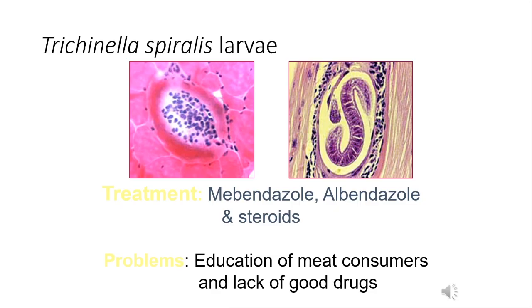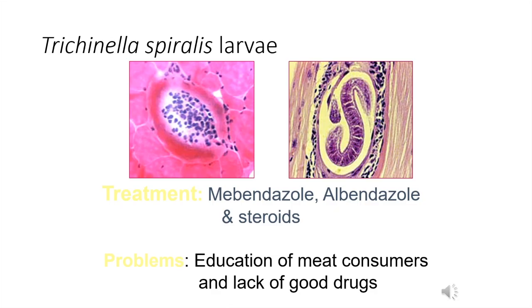Treatment is mebendazole or albendazole and steroids. Why? Because there is a lot of inflammation, and as you kill more of those cysts, there will be more inflammation as well. So steroids are needed as non-specific anti-inflammatory agents.